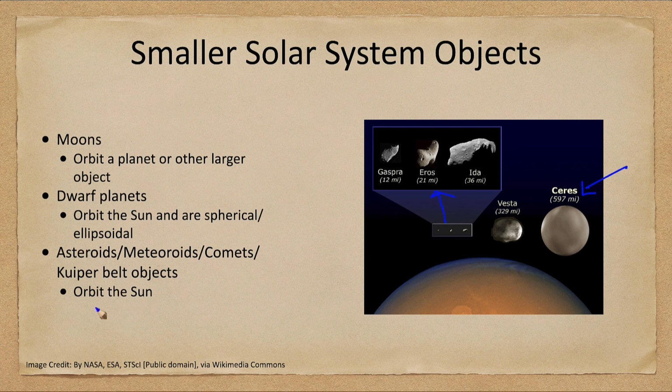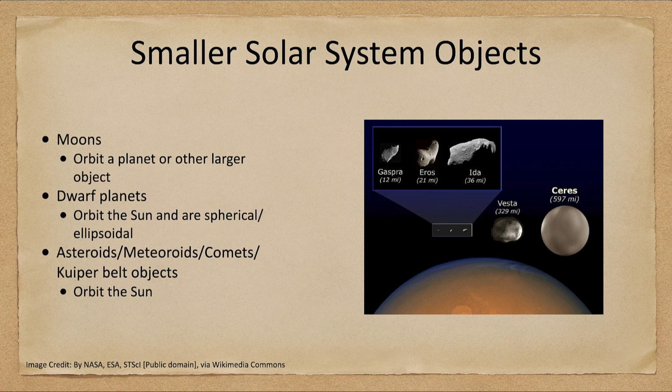Now, what do these have to be? Well, these objects have to be things that orbit the sun. So a very basic definition. You notice how they are not shaped spherically. See how they're all odd shaped as compared to Ceres, which qualifies as a dwarf planet.